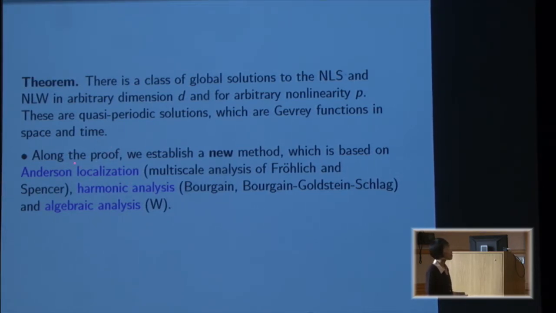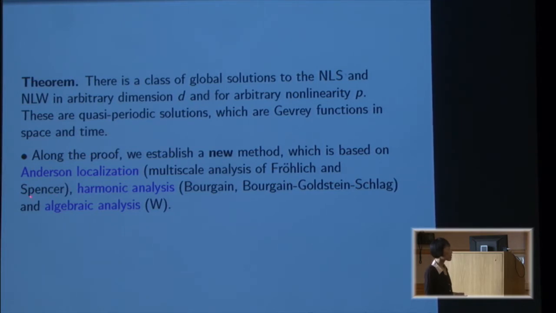Along the proof, we establish a new method, which is based on Anderson localization. By that I mean the multiscale analysis of Fröhlich and Spencer, harmonic analysis, so it's the work of Bourgain, Goldstein, Schlag, and algebraic analysis. So that's my little contribution. So there are 3 components. So let me just explain a bit the 3 ingredients, the role they play here.